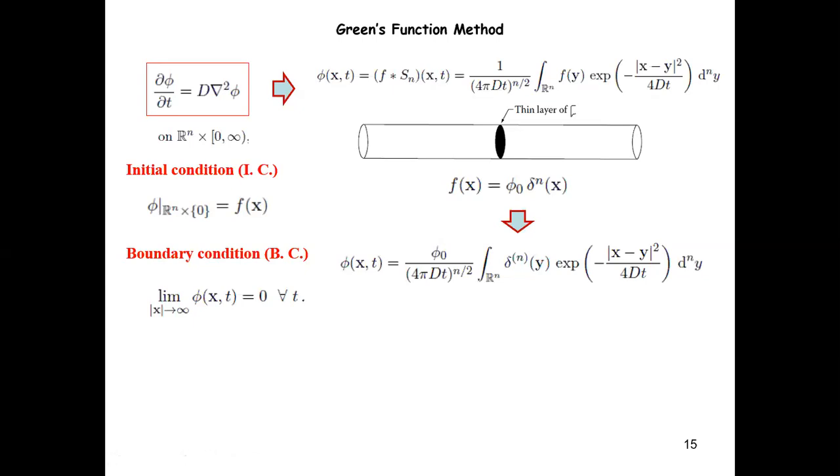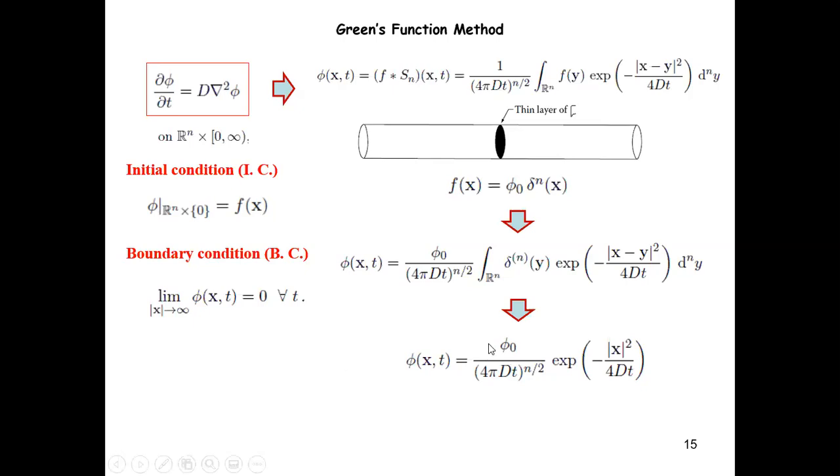So you basically plug this into the Green's function, and you have phi naught right here because it's a constant. When you actually do the integration and evaluate this at y equals 0, you simply have this term. And this is our solution. You can easily check that this satisfies both the initial condition and the boundary condition.